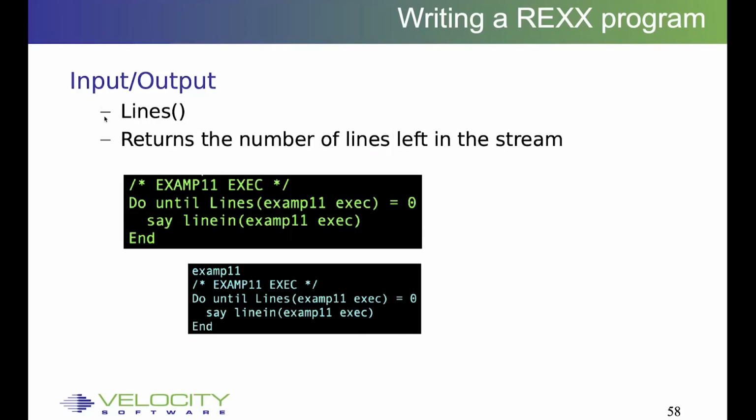Lines by itself returns the number of lines left in the stream. So if we have a set of code that does a do until lines, and in this case, we're specifying a stream, which is examp11 exec, do until the number of lines remaining is 0, we're going to display the lines in the file. So what we are basically doing is displaying our own program, because examp11 is the name of the exec, and it just displays the contents of the exec.